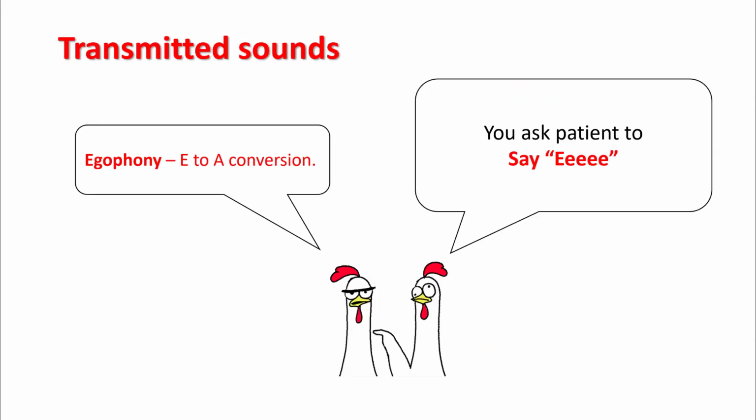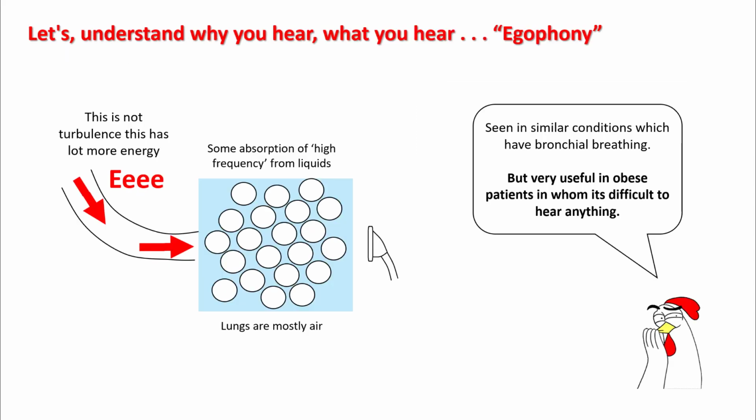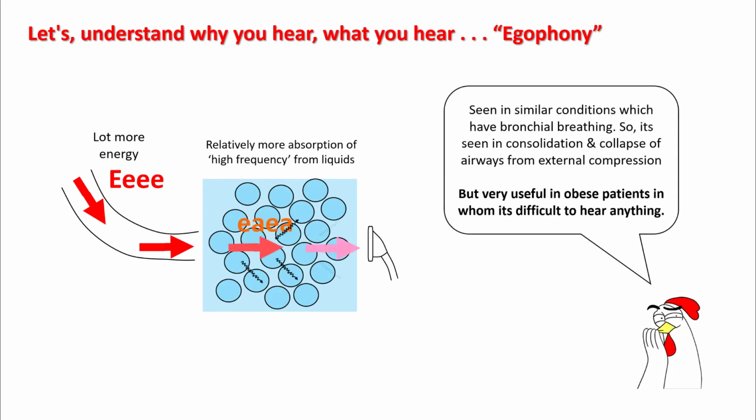One of the very important tests is egophony, which is E to A conversion. In normal airways, some of the sound from E is absorbed by the liquid interface. However, the lungs are mostly air, so the sound can go unimpeded through the lungs. In consolidated lung, since there is more liquid in the lungs, more high frequency is absorbed, and if you remove the high frequency from the sound E, you get an A. Egophony is heard in consolidation. This is a very useful technique to find consolidative areas in obese patients in whom the breath sounds are more difficult to hear.